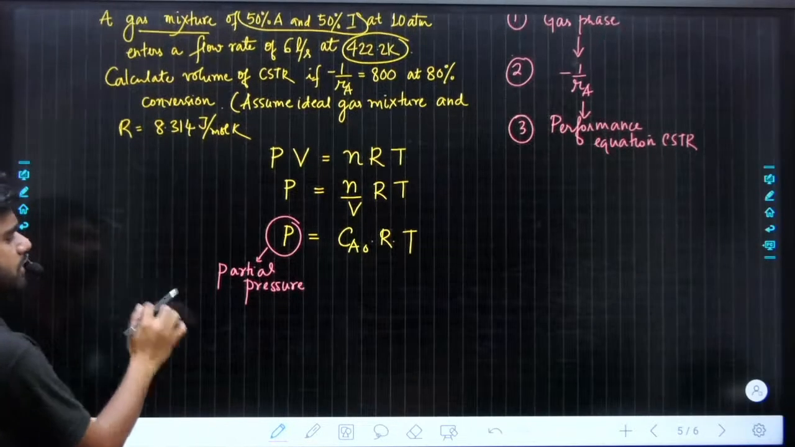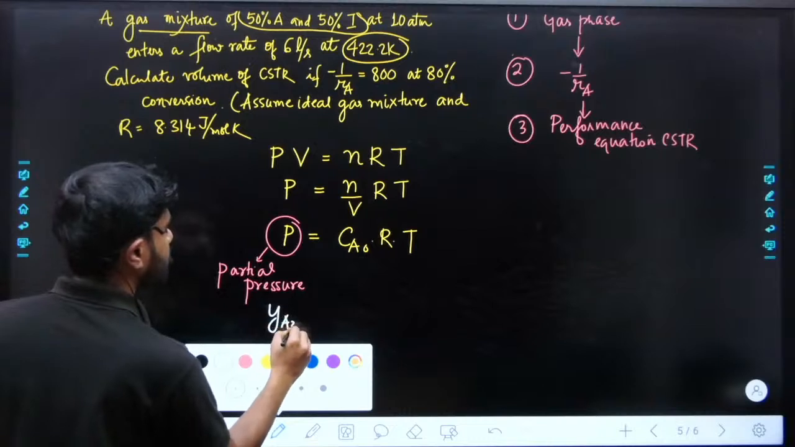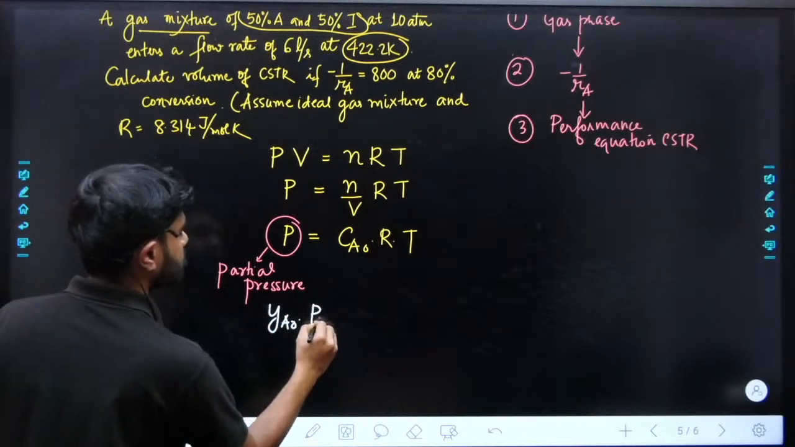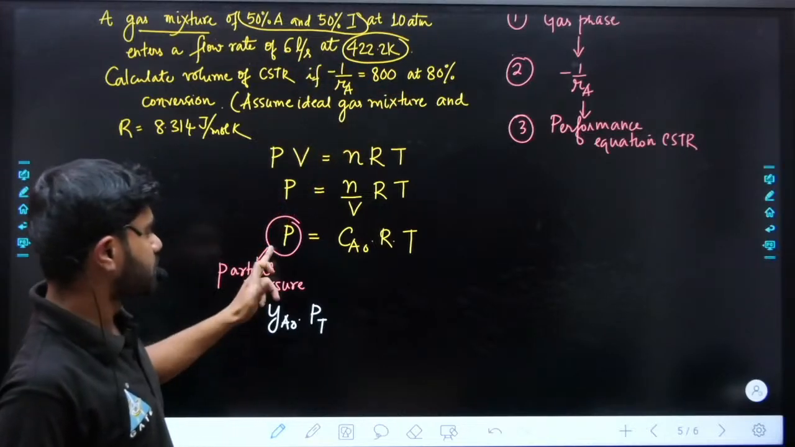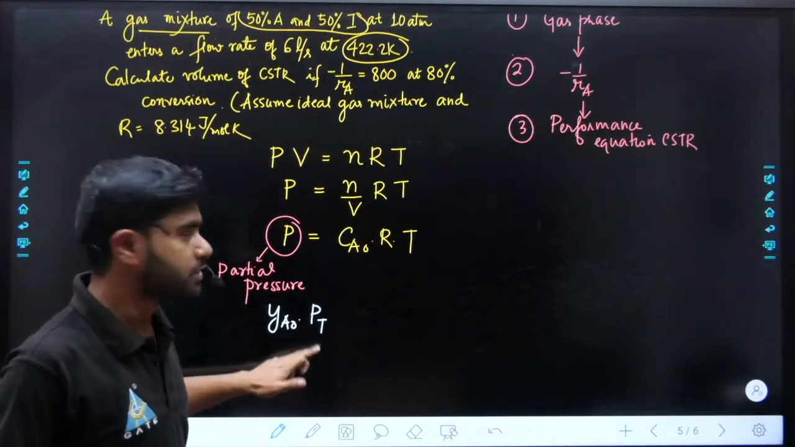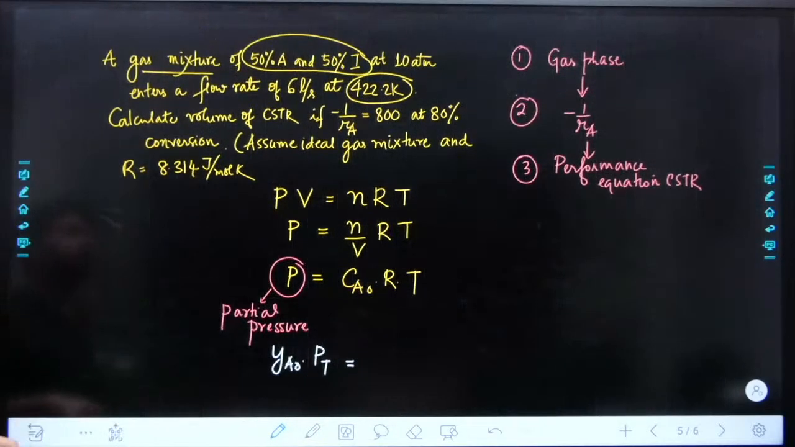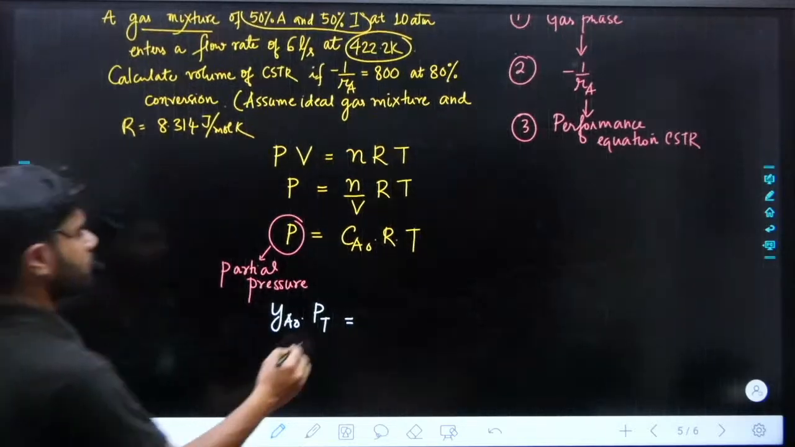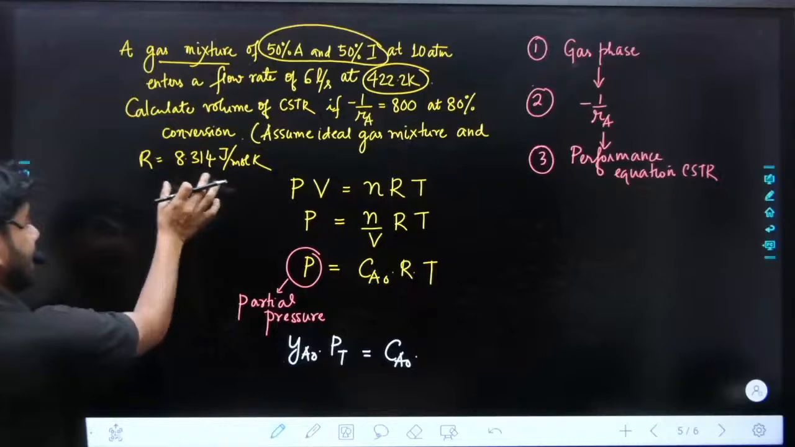So we just make sure that we write over here Ya naught into total pressure, because total pressure is given in the question. So we make sure that partial pressure has to be written in terms of total pressure, that equals Ca naught. The value of Ca naught, we do not know because we need to find it, and this R is given as 8.314.